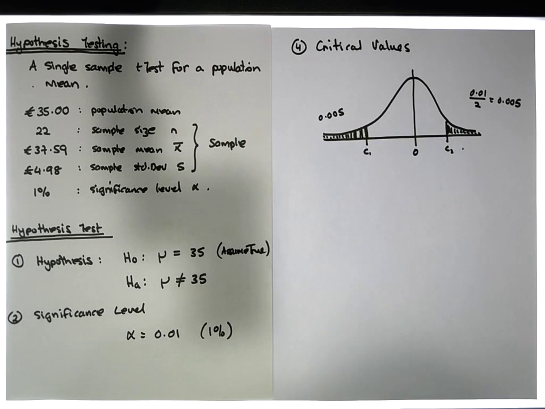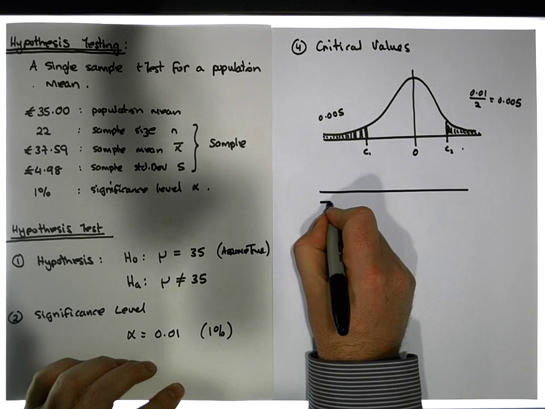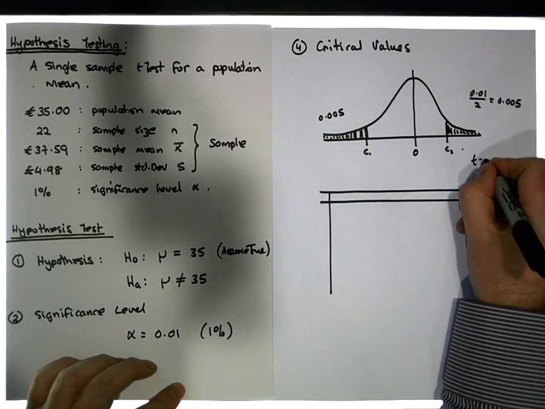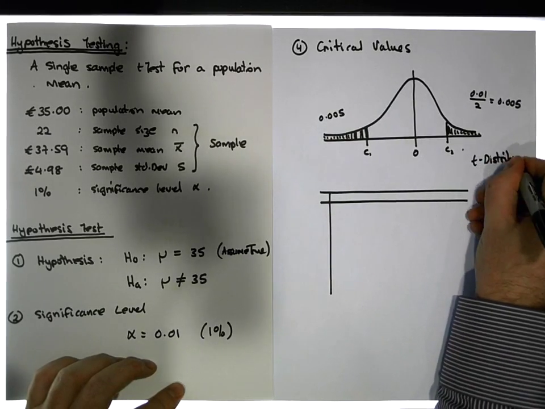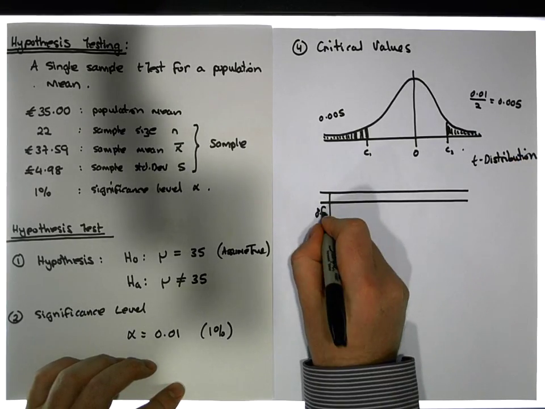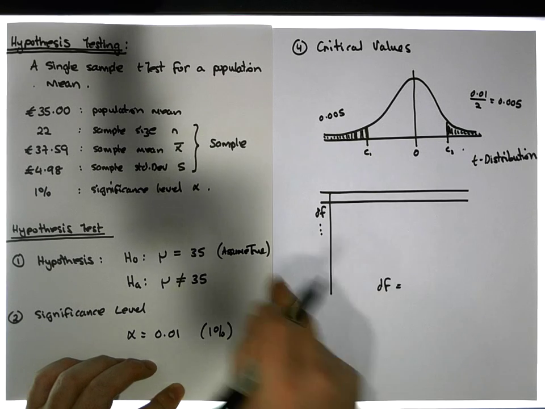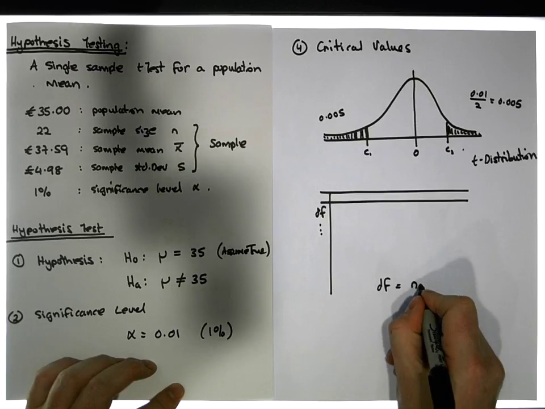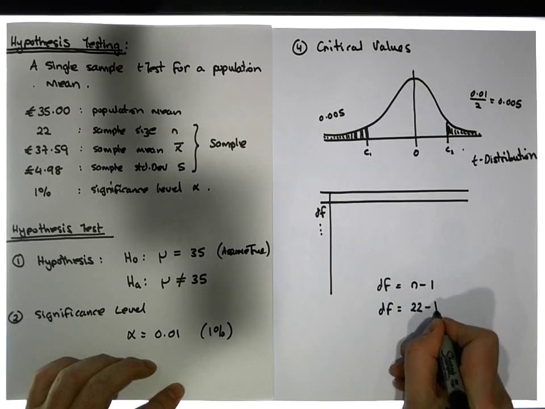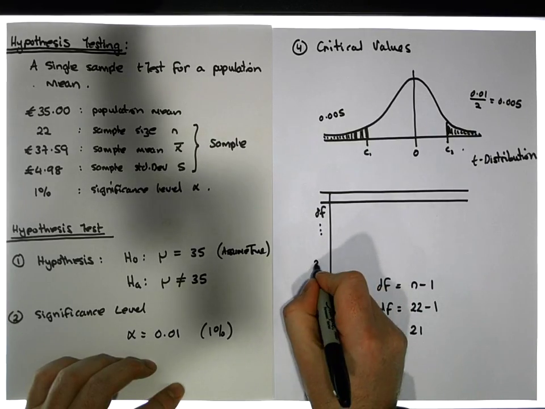So what we'll do is we'll go to our t-tables, our t-distribution tables. The t-distribution is parameterized by degrees of freedom. Our degrees of freedom are listed down this column here, and the degrees of freedom in a single sample case are equal to the sample size minus 1. In our situation here, our sample size is 22, so our degrees of freedom are equal to 21. So we're going to come down this column here to 21 degrees of freedom.